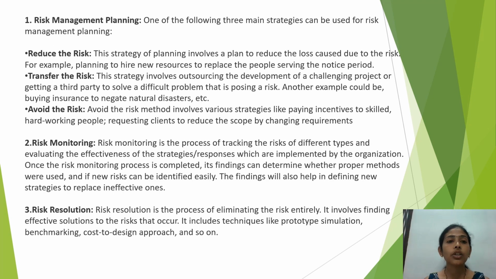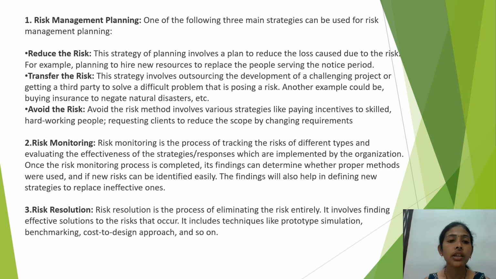First, risk management planning. One of the following three main strategies can be used. First, reduce the risk. The strategy of planning involves a plan to reduce the loss caused due to the risk. For example, planning to hire new resources to replace the people serving the notice period. Second, transfer the risk. This strategy involves outsourcing the development of a challenging project or getting a third party to solve a difficult problem that is posing a risk. Another example could be buying insurance to negate natural disaster, etc.